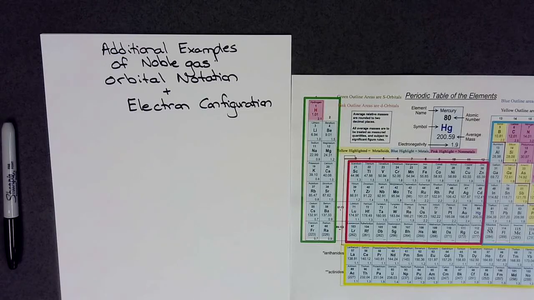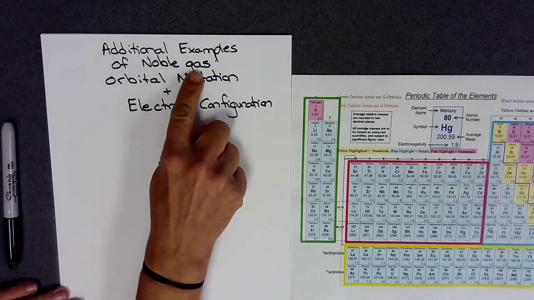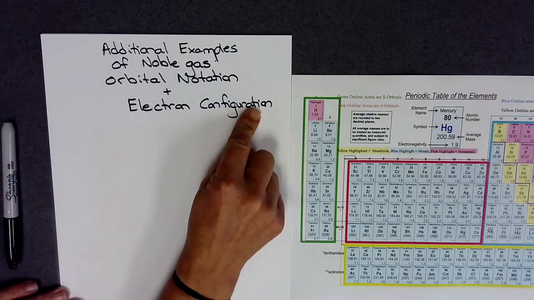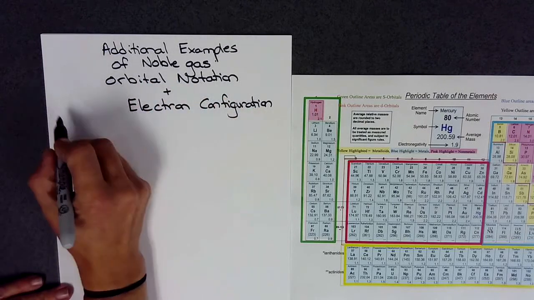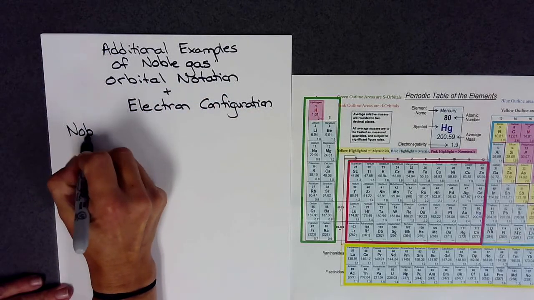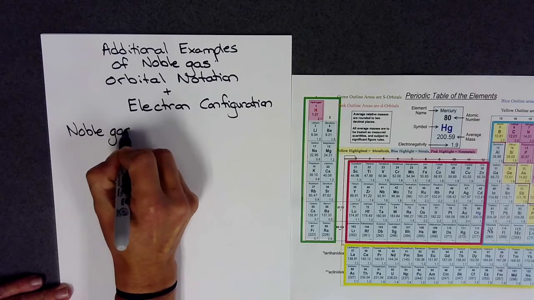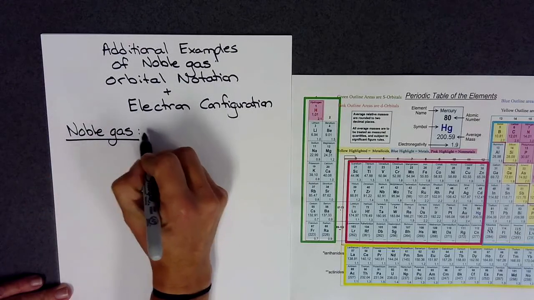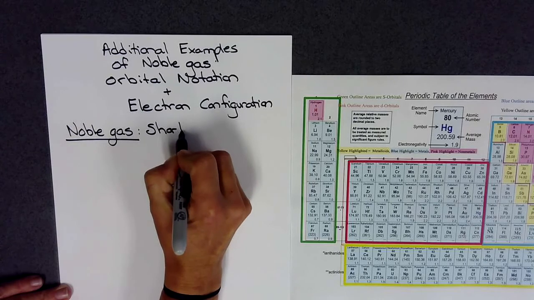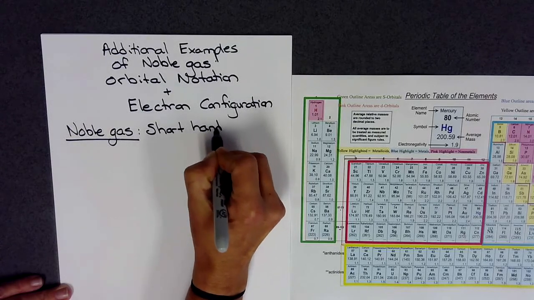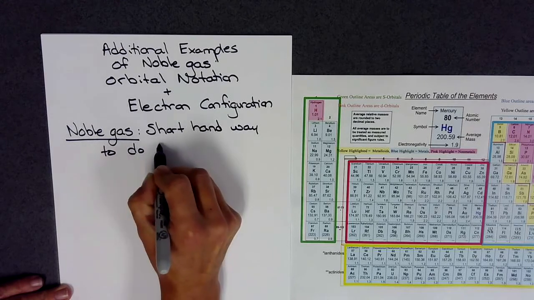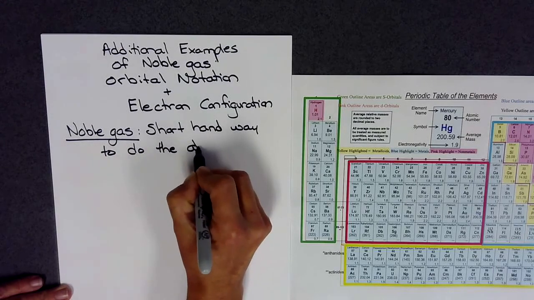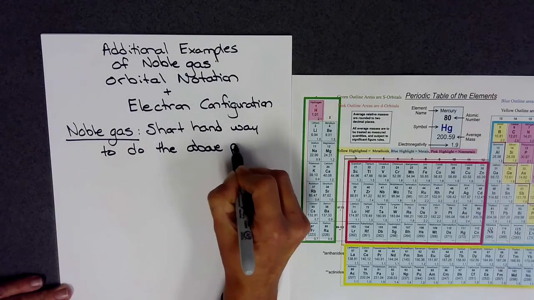Let's look at some additional examples of how to use the noble gas orbital notation or electron configuration. The noble gas configurations are a shorthand way to do the above processes.